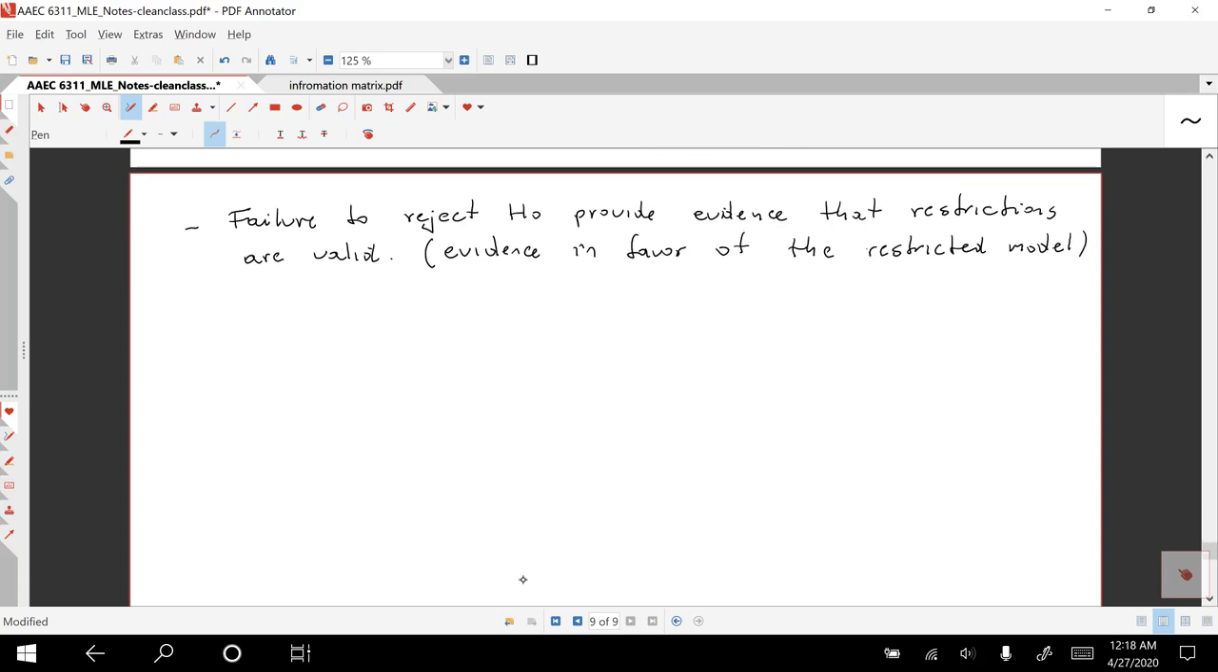And of course, rejection of the null hypothesis is evidence in favor of the unrestricted model. So that's basically very straightforward, and we will practice doing that.